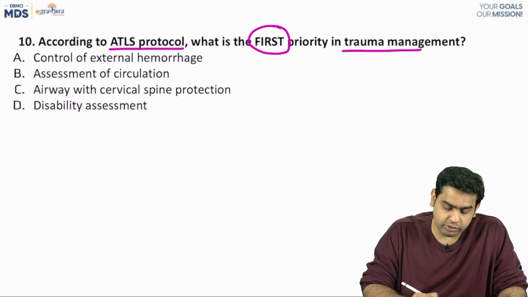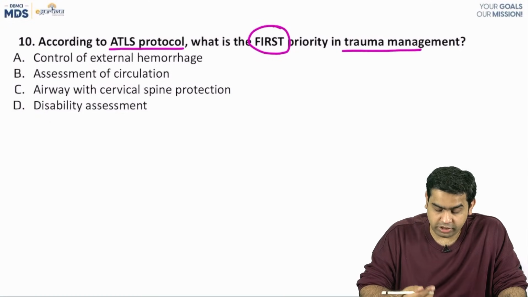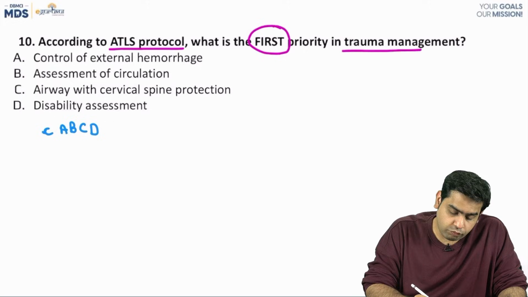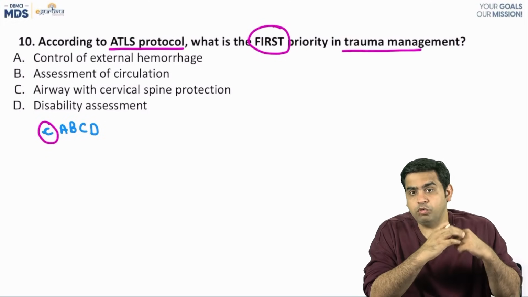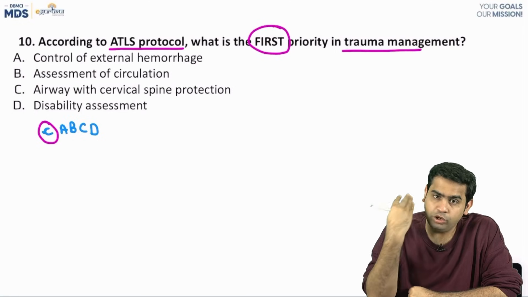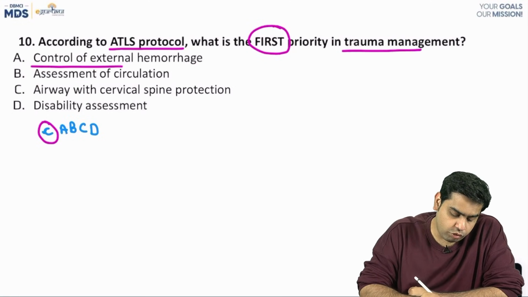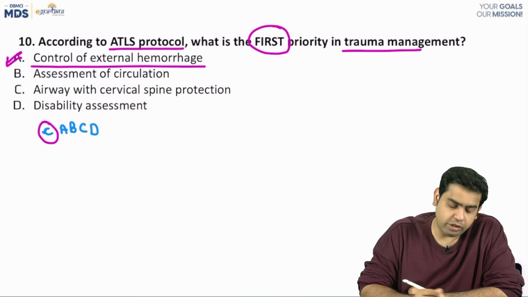So we have talked about this in this particular session only, that what is the sequence of events as per the ATLS? It is C, A, B, C, D. So what was this C standing for? Students get confused and they mark C as the cervical spine. No, this C is not for the cervical spine. This is the control of an external hemorrhage. That is the answer.